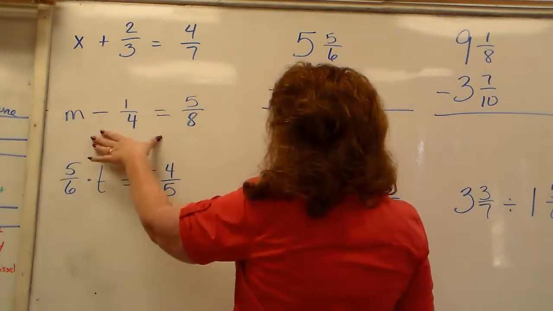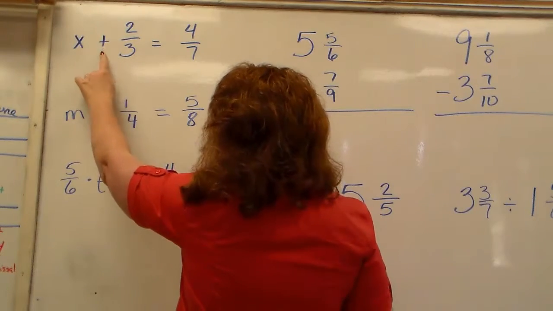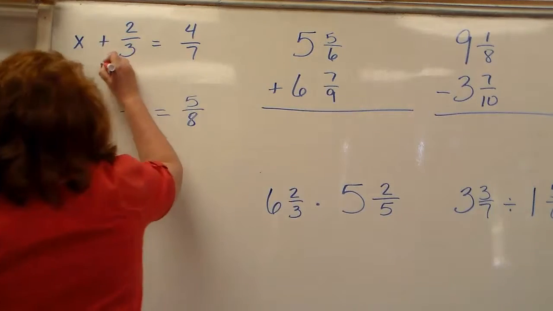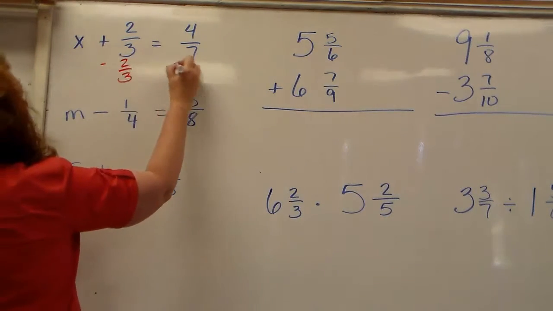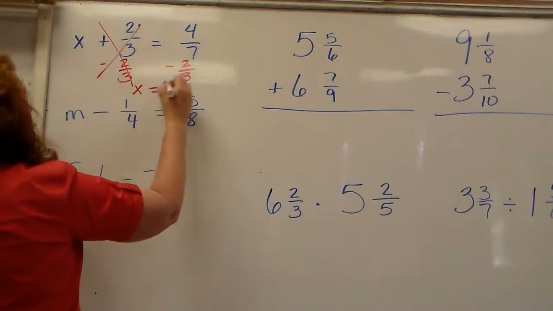So, starting with solving equations, I have a fraction added to my variable. So to get rid of it, I have to do the opposite. I'm going to subtract by 2/3, and I'm going to do that on both sides. And that's going to get rid of this, and now I've got x equals.